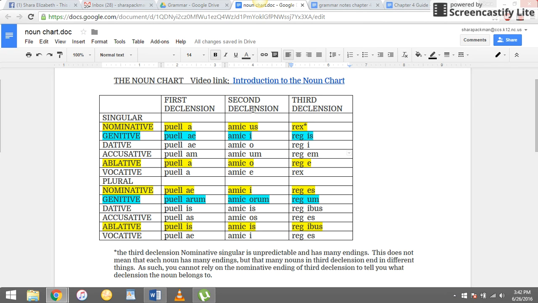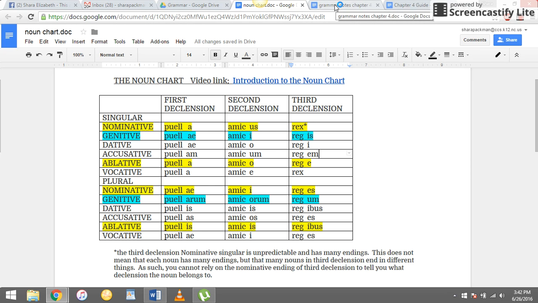So first declension, you have AE, I, and IS, which you should already be familiar with because those are the ones in your vocab. And then the genitive plural, ARUM, ORUM, and UM for third declension. Don't get the UM in third declension mixed up with the accusative UM in second declension. That's why you have to look at what declension the noun is. You would look at the noun and ask, what declension is this noun? It ends in UM. If it's third declension and it ends in UM, it's genitive. If it's second and ends in UM, like this, it's accusative.